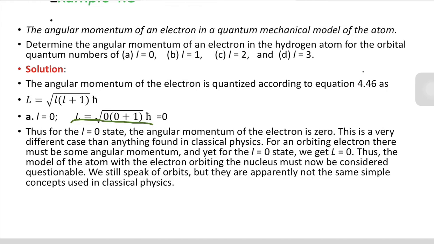To solve this problem, we say that angular momentum L is equal to the square root of l times l plus 1, times h bar. In A, we substitute the value of orbital quantum number l equal to 0 in this equation.